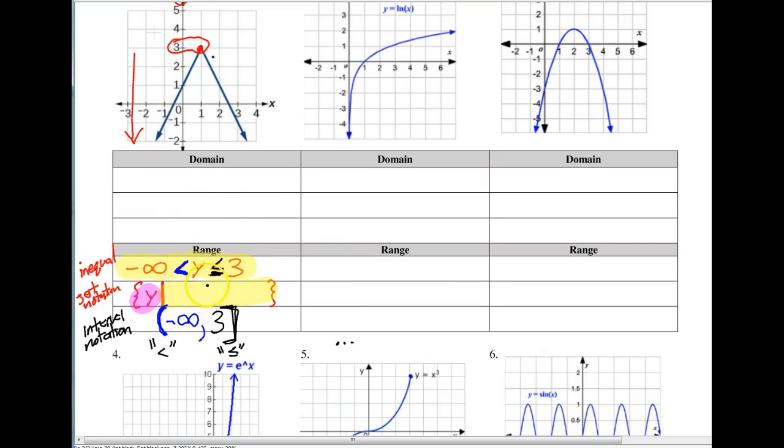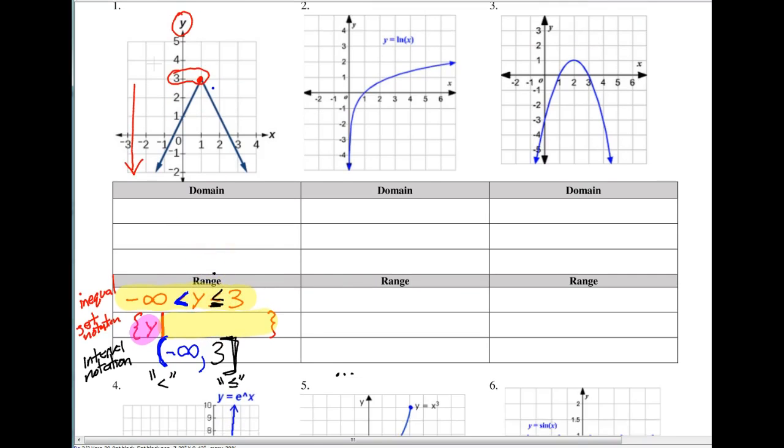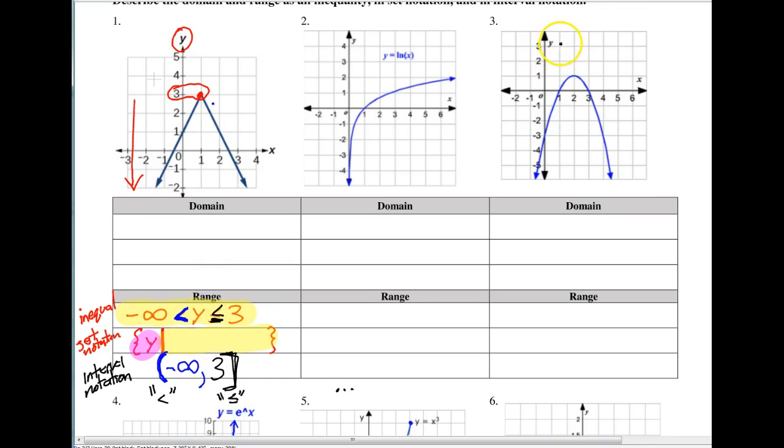Okay, so now we did the range. Let's look at, how about number 3? That's kind of similar. So this one started at 3 and went down to negative infinity. So we wrote it as negative infinity, less than y, less than or equal to 3. Where does this one start? On number 3, where does the range start? 1, yeah, right. So right here. So instead of starting at 3, it starts at 1.